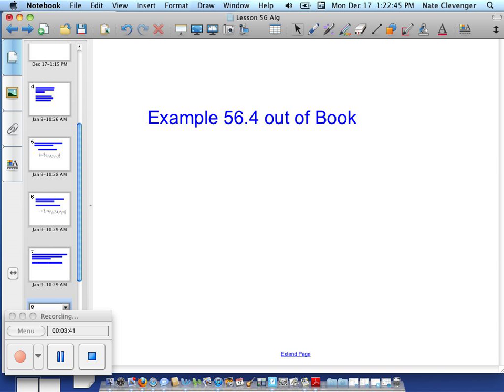B, Morgan, Michael, 0 is an element of N. Is that true or false? 0 is an element of N. That is true. Thank you, Morgan. Good job.